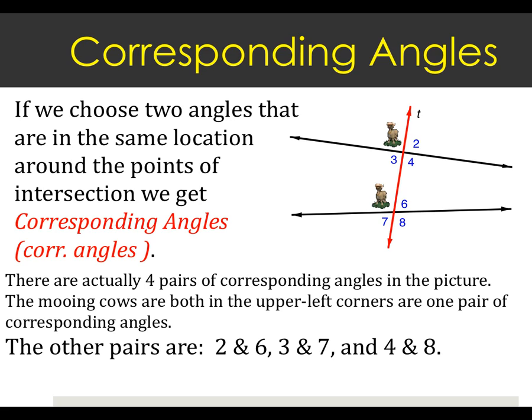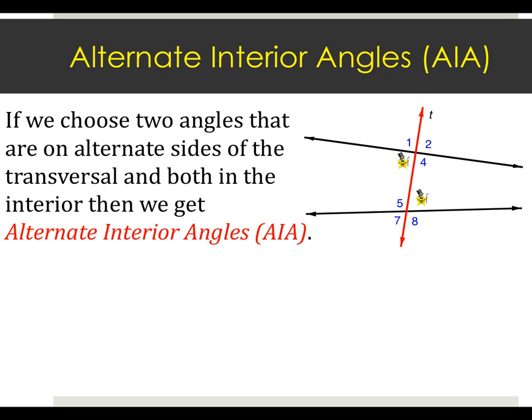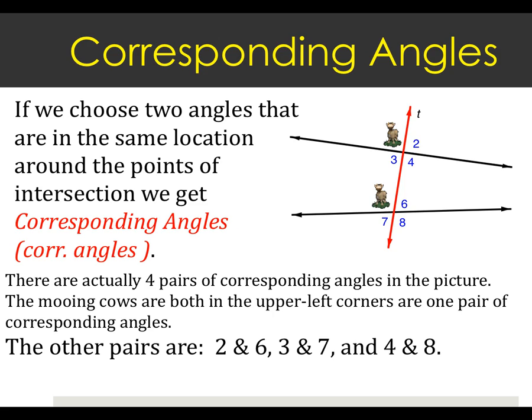Okay? 6 pairs of angles we're up to now. Here comes number 7. Alternate interior angles. Okay, now, let's make our lives a little bit easier. I'm going to go back a slide for a second. Corresponding angles. They're called corresponding angles because they're in the same corresponding location around the points of intersection.